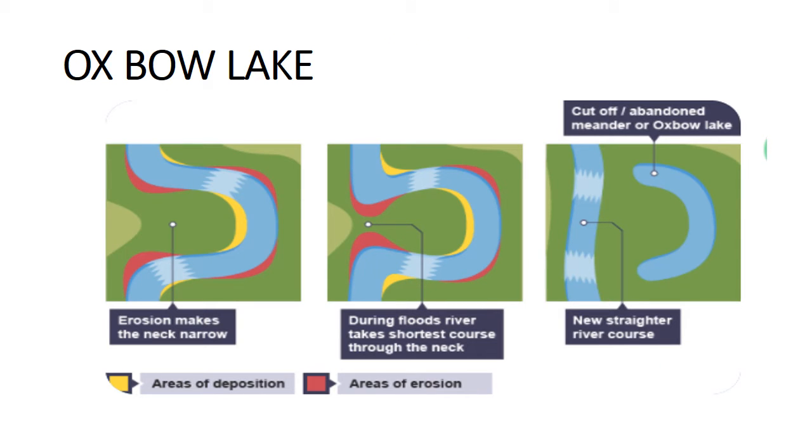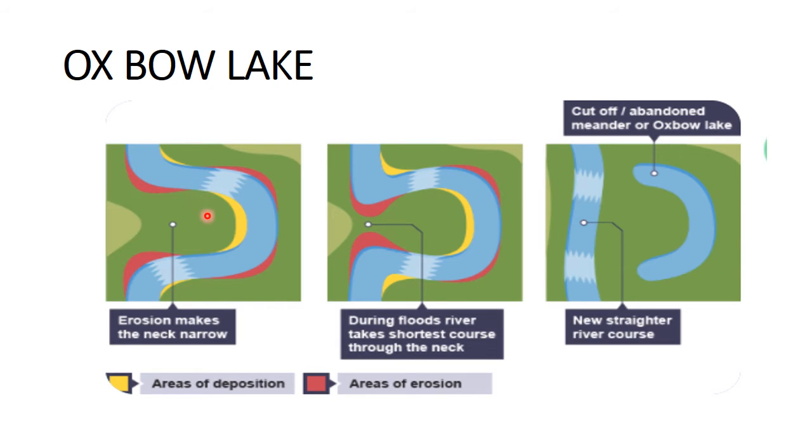Now in the lower course of the river, another formation which takes place is the formation of an oxbow lake. Now let us know what an oxbow lake is. How is this formed? Due to the continuous erosion and deposition on the sides of the meanders, can you see here the red part as the erosion and then deposition taking place?